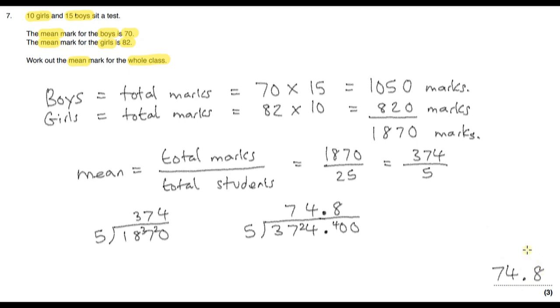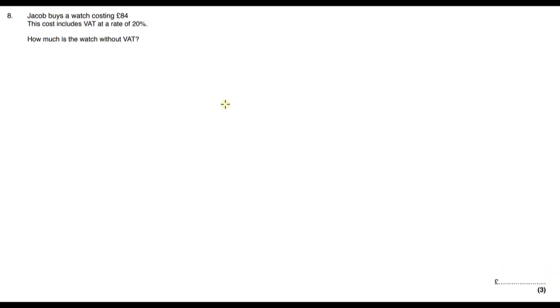74.8. So make sure you're not doing the very common mistake and just adding these two numbers together and dividing by 2. And let's just make sure that this makes sense. So if the mean mark for the boys is 70 and the mean mark for the girls is 82, we know that the overall mean has to be between these two values. Okay, so has to be between 70 and 82. This is sort of a sense check to do to make sure that your answer does make sense. Okay, and we can see that it is between those two values, so I'm quite happy that this is the correct answer. Question 8.